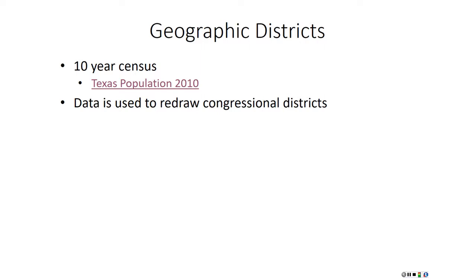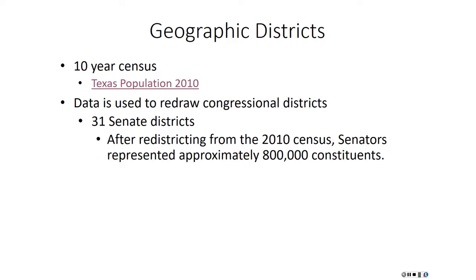So this population number is used to redraw our congressional districts. It's used to redraw our House districts. It's used to redraw our Senate districts.